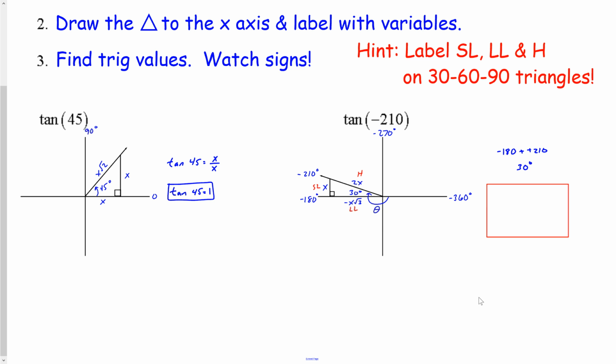Once you have this picture completed, you can start evaluating the tangent of negative 210. Opposite over adjacent from your reference angle. The short leg is your opposite. The long leg is your adjacent. So you would have x over negative x times the square root of 3. When you simplify the x's out and then rationalize, you would come up with the tangent of negative 210 is negative square root of 3 over 3.